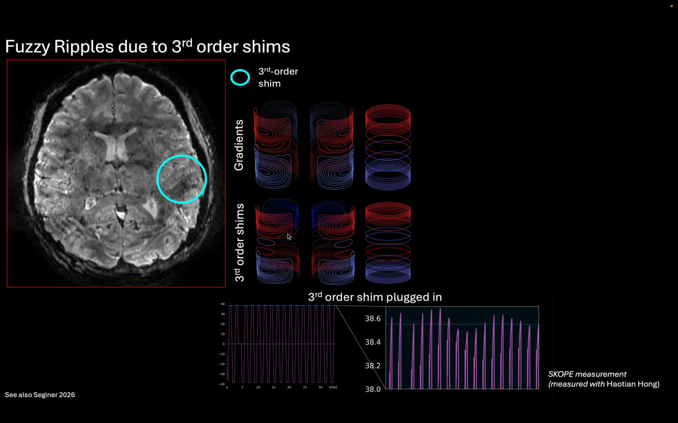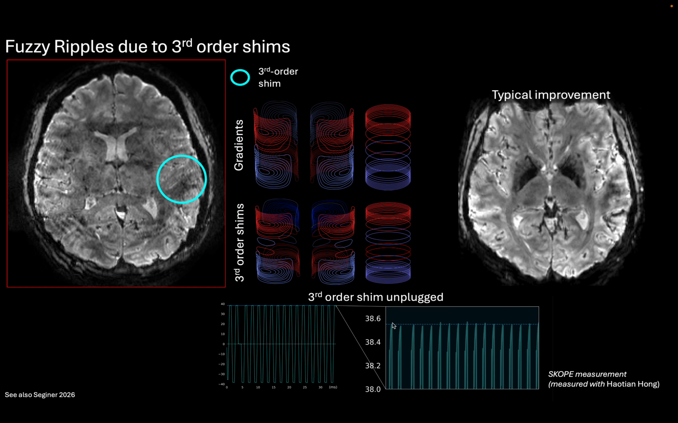So when you want to play out an EPI and you look at it very carefully, you can see that the EPI is not perfect, right? We have these weird beat frequencies, these ringing effects from the mechanical resonances. So when you unplug your third order shim, because it doesn't really help much with respect to B0 homogeneity anyway, it's perfectly nice and clean. So basically disconnecting your third order shim allows you to get rid of these fuzzy ripples, and you get nice, smooth, and clean artifacts.